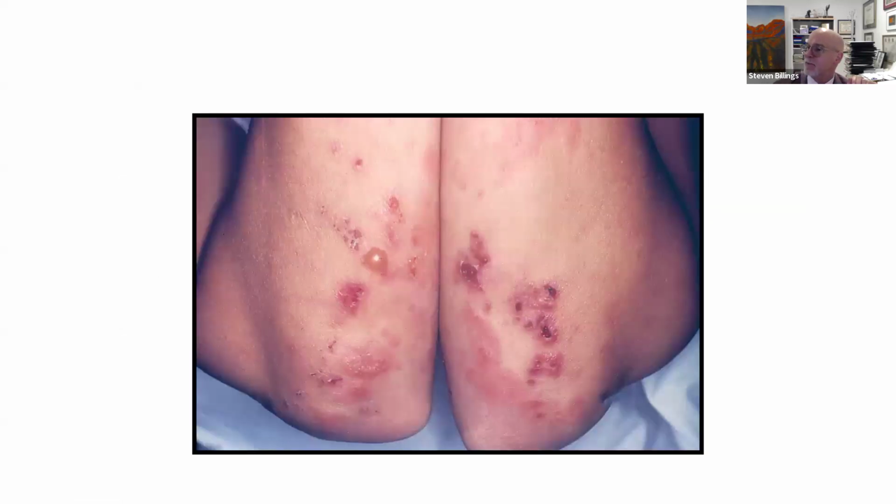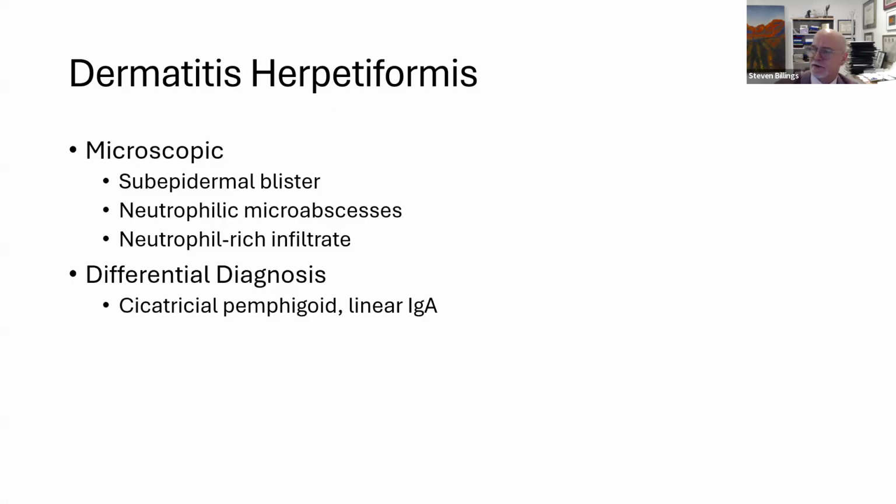So here's a clinical example of dermatitis herpetiformis. Because it's so pruritic, it's rare to see an intact blister because most patients will have scratched them off. Microscopically, you'll see a subepidermal blister. You'll see neutrophilic microabscesses in the dermal papillae and a neutrophil-rich infiltrate. The differential diagnosis can include cicatricial pemphigoid and linear IgA bullous dermatosis.